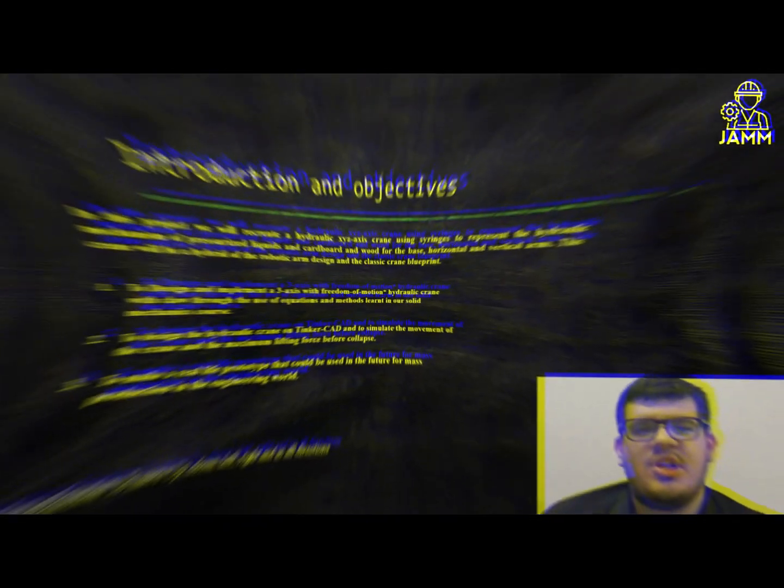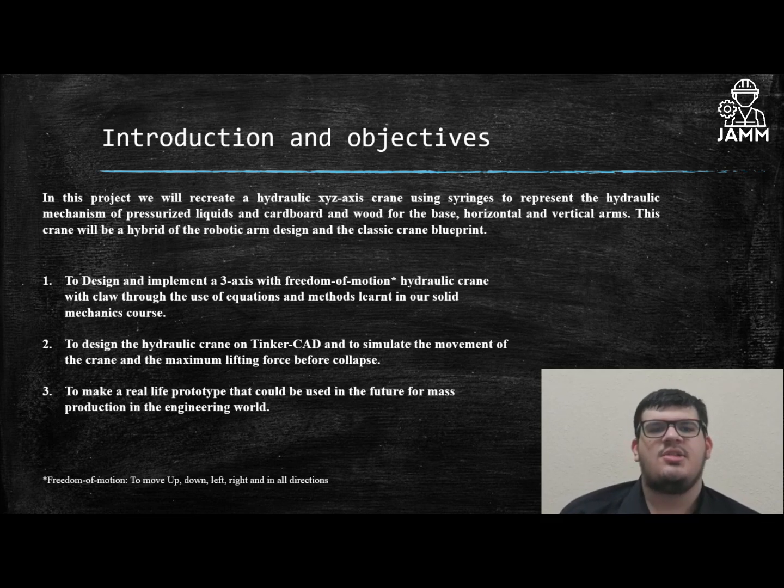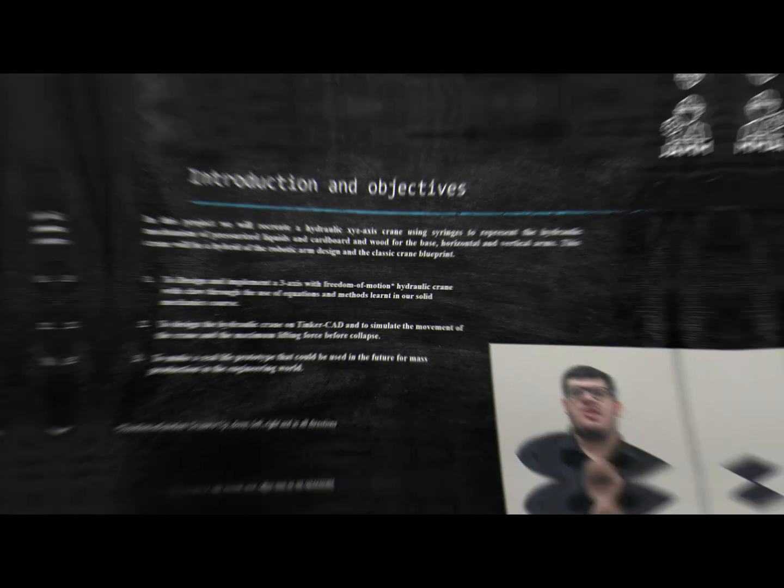Stay tuned. In this project, we will recreate a 3-dimensional hydraulic crane using syringes and tubes to represent the hydraulic movement system, and using cardboard and wood to build the base and the structure of our crane. The main objectives of our project are as follows: to design and implement the crane with its claw using the methods and formulas learned in our solid mechanics course, to design and implement the crane on Tinkercad to check for the maximum lifting and loading force before collapse, and to make a real-life prototype that could be used in our future everyday engineering world.